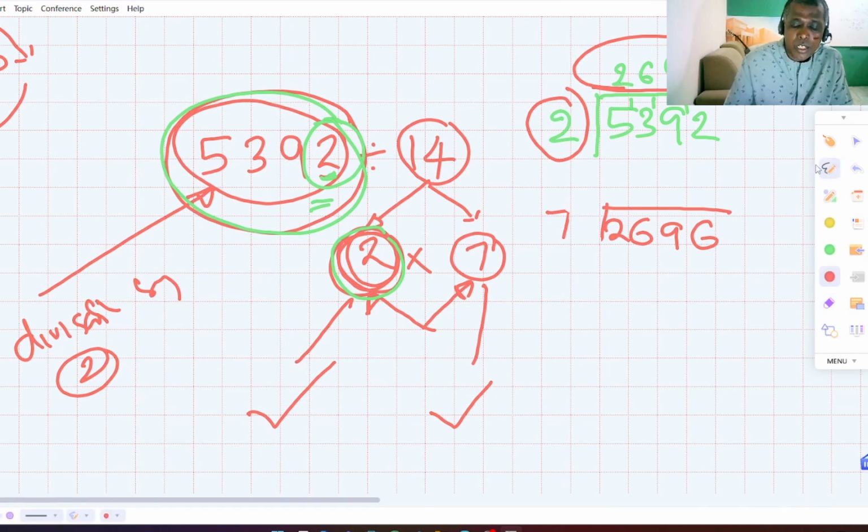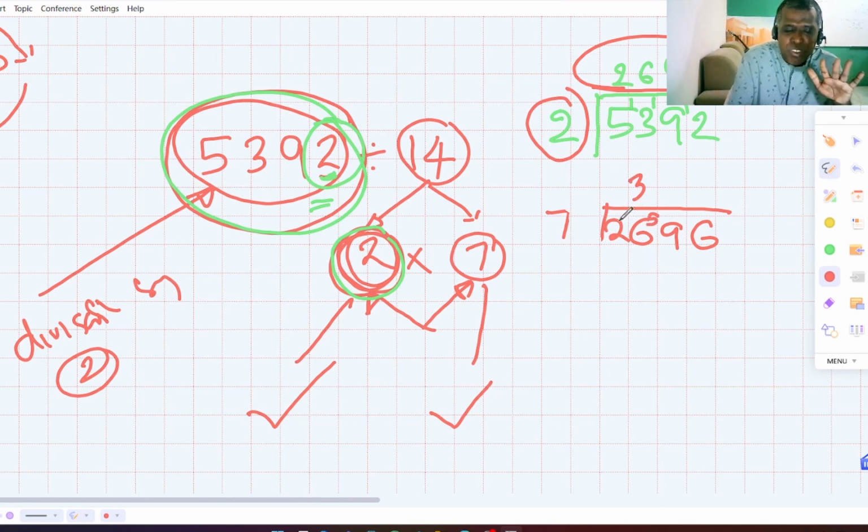Okay. Now 26 divided by 7. 7, 14, 21, 28. 28 is not possible. It's coming only 3. 3 is coming with the 21. From 21 count till 26: 21, 22, 23, 24, 25, 26. We are getting 5 as the balance. I am writing 5 here.